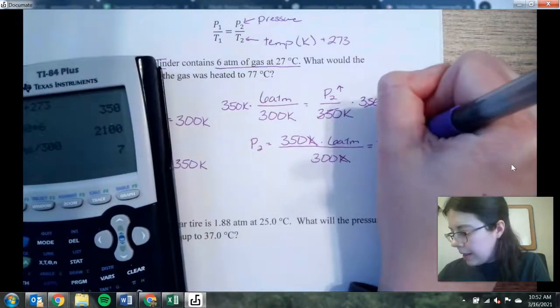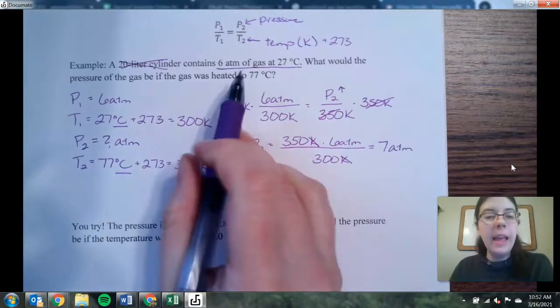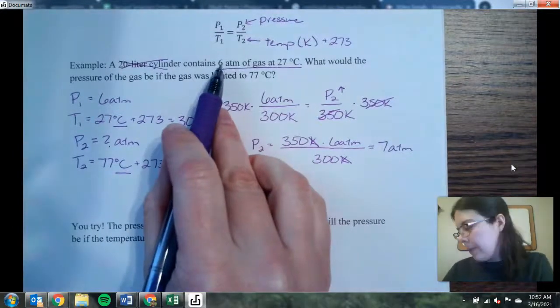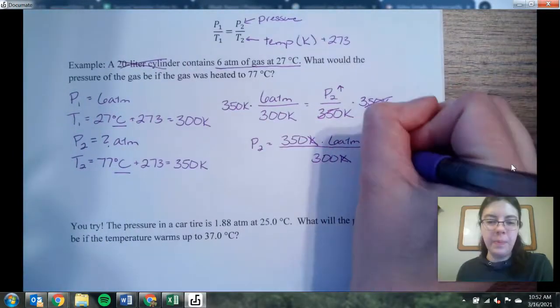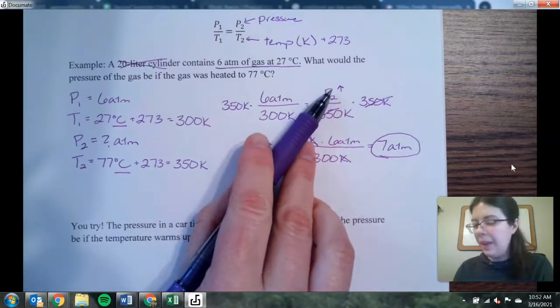Okay, and in this case, that is a good answer because we only have one sig fig in the value of 6 atmospheres. So that would be our answer, which is what we predicted, that the pressure would increase slightly.